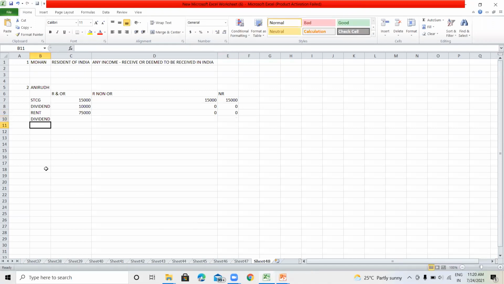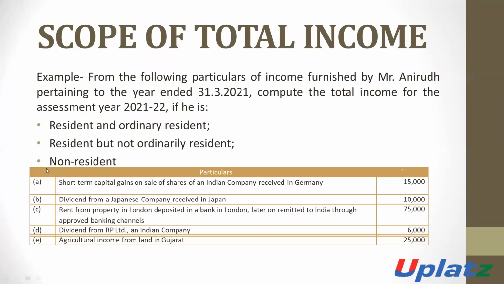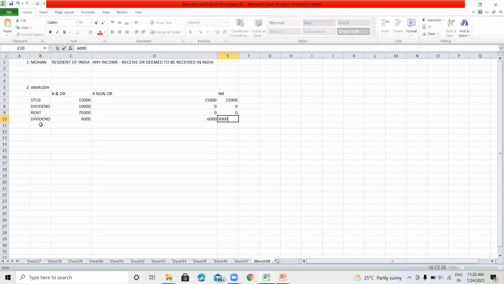Dividend from RP, it accrues in India or arises in India, means it accrues in India as well as is received in India. It will be considered as a receipt, means it accrues in India, then it will be taxable in all cases. Agriculture income is totally exempt, so it will not be taxable in any case.